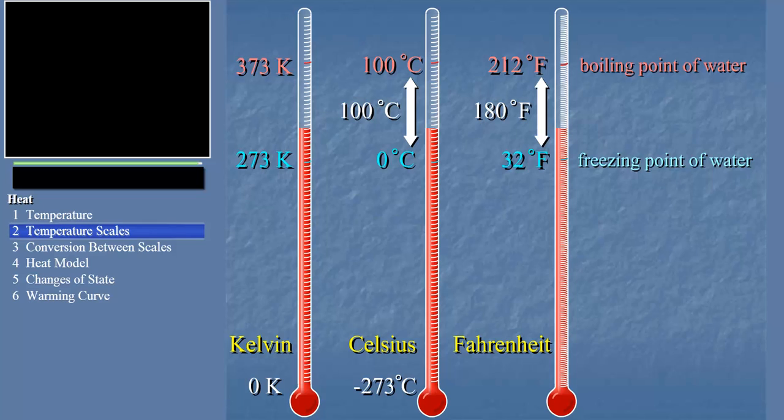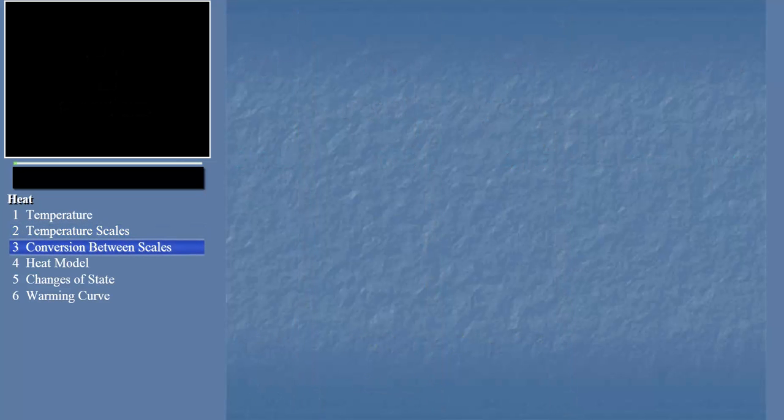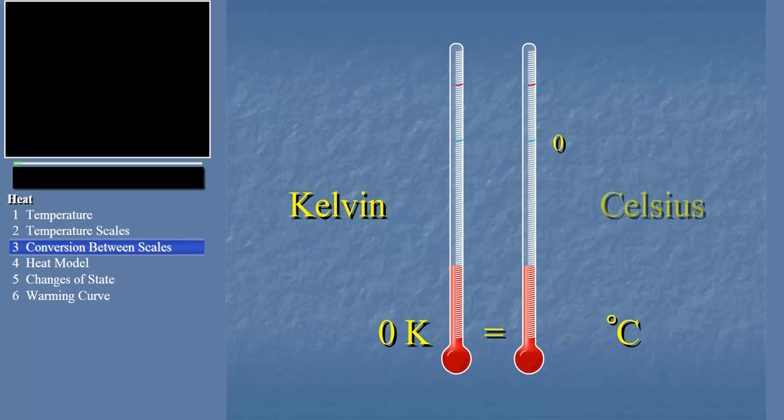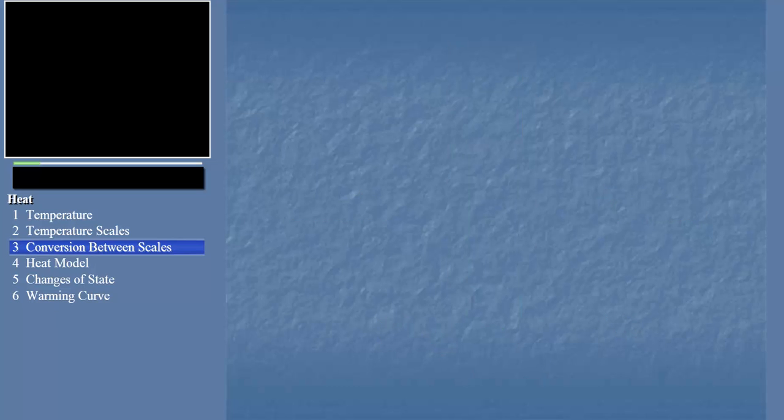Now in the next slide we'll talk about how to convert between these scales. Converting between the Kelvin and Celsius scales is really a trivial matter. The 2 scales are simply offset by 273 degrees. But converting between Fahrenheit and Celsius or Kelvin is a little more tricky. Let's do an example. Here it is. Why don't you read it?